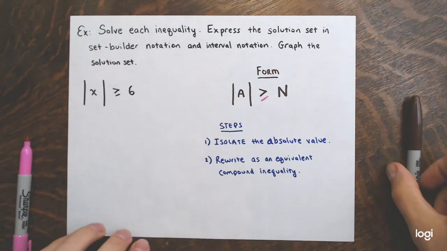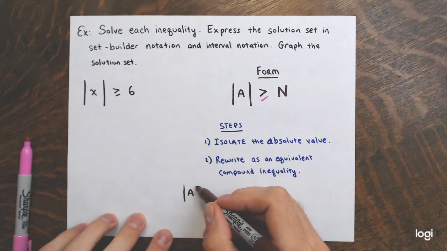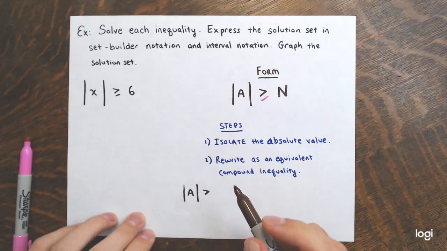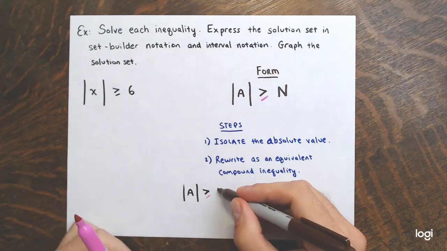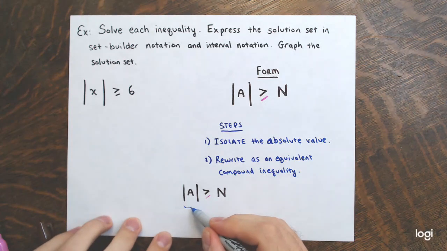So again, let's think about that. I'm going to have inequalities of this form, where the absolute value of some expression A is greater than or is greater than or equal to some real number n. Now my hope is that this is a non-negative number, so we can actually talk about distance from 0 on the number line. What does it mean to have an absolute value greater than n? Well, let me describe what that means down here.